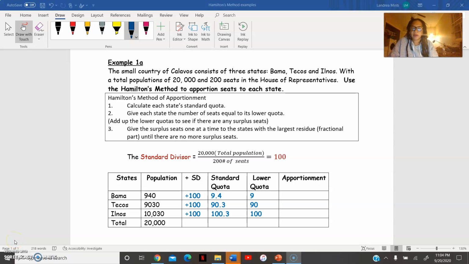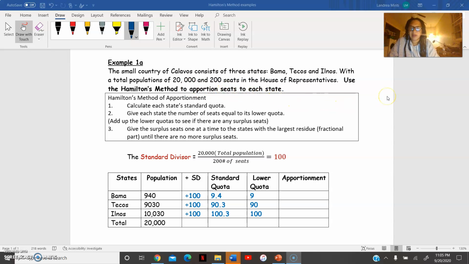Okay, let's solve some apportionment problems using Hamilton's method. In this example, the small country of Calivos consists of 3 states, Bama, Tecos, and Ilnos, with total populations of 20,000 and 200 seats in the House of Representatives. Use Hamilton's method to apportion seats to each state.